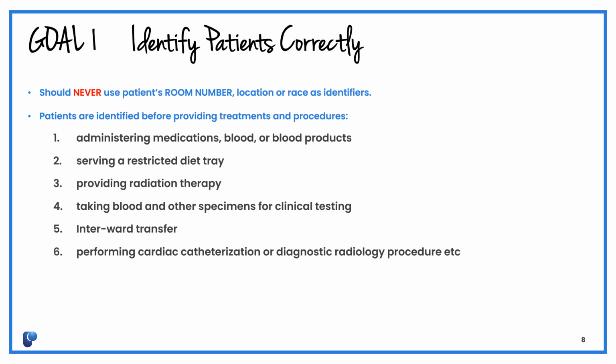Before administering procedures or treatments, we need to identify patients correctly. This list is just an example, but there are many other procedures and treatments before which we need to identify patients. Examples: administering medication or blood products, serving a restricted diet tray, providing radiation therapy, taking blood specimens, inter-ward transfer, and performing any procedures such as cardiac catheterization.